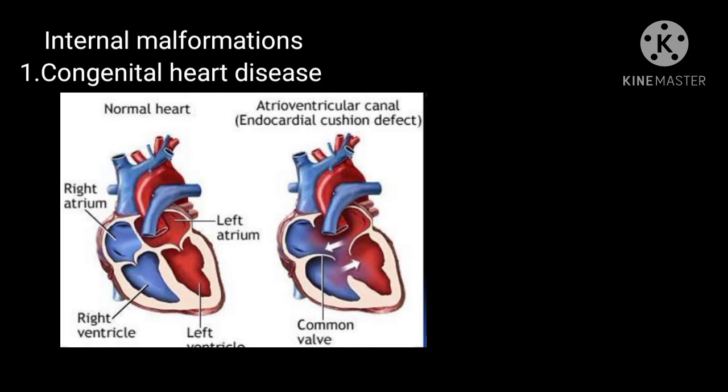Talking about the internal malformations that are seen in a baby with Down syndrome, the first one, seen in 50% of cases, is congenital heart disease, and most commonly this is because of loss of endocardial cushion that leads to an atrioventricular septal defect, as we see clearly in the right image.